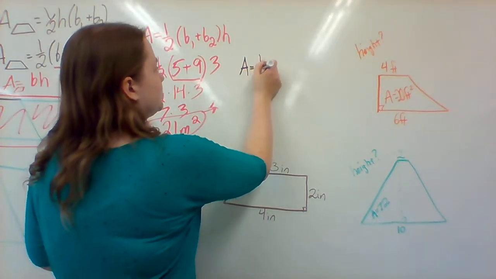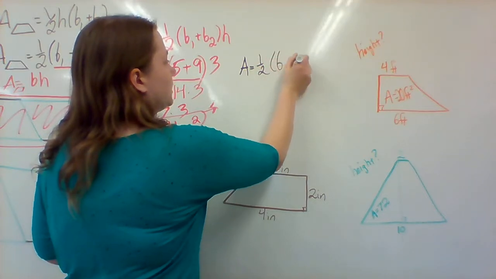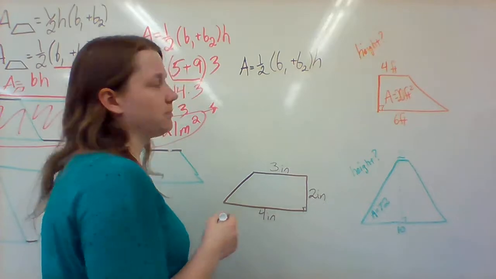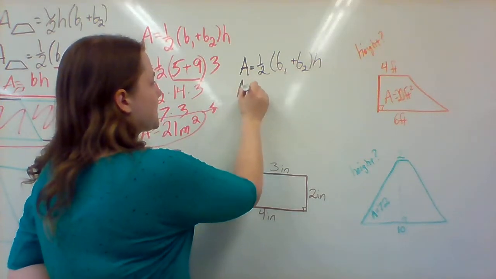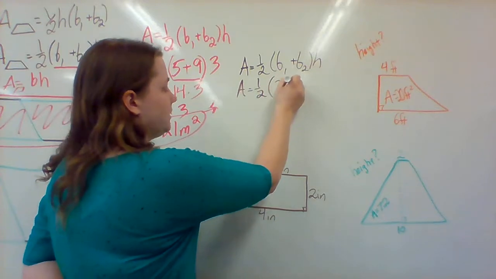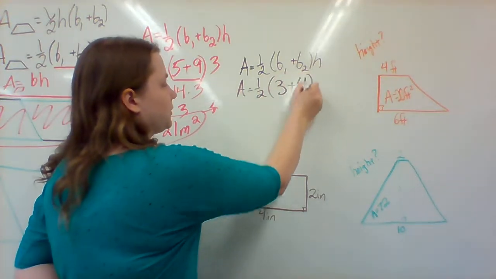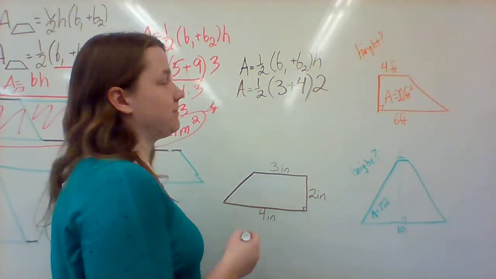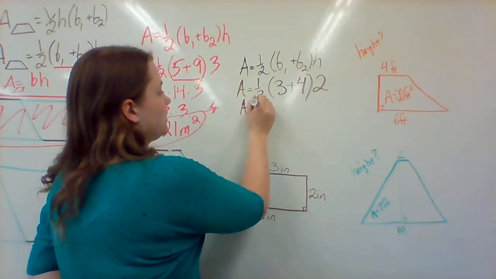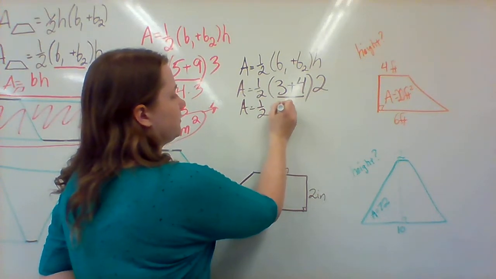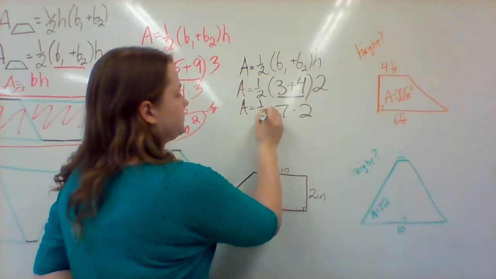A equals 1/2 B1 plus B2 times height. So when I plug in my numbers, the 1/2 stays the same. Base 1 will be 3 plus base 2 will be 4 times the height of 2. So I'm going to follow PEMDAS. The 1/2 stays. 3 plus 4 is going to be 7 times 2.